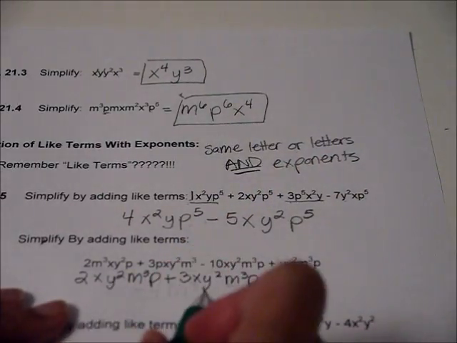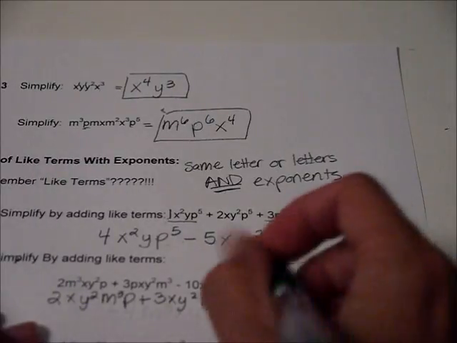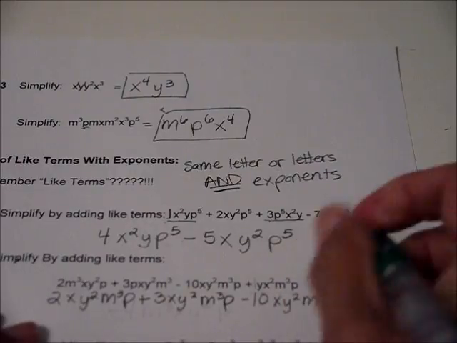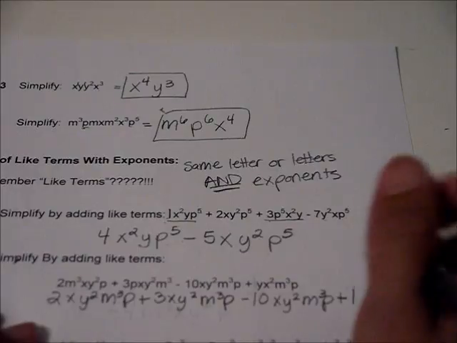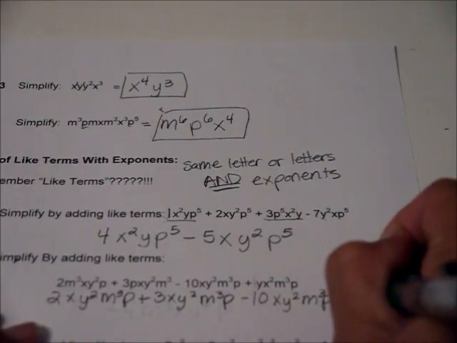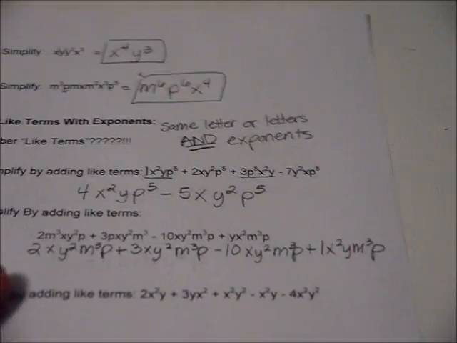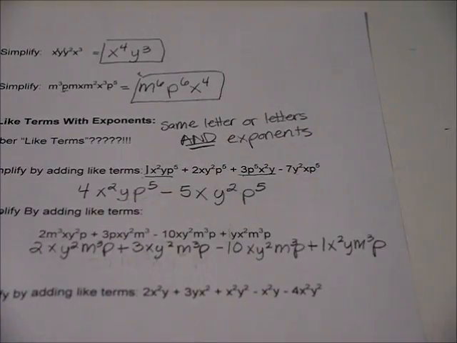So notice we have a little bit, oh, I guess those two are the same. Okay, now let's see here, -10, I was thinking those were going to be different, x, y squared, m cubed p, plus, and it's a 1, right? They don't show it, but it's a 1. And we're going to say x squared y m cubed p. So I like to put them in order so that it's easier to see where my like terms are when they give you something this nasty.